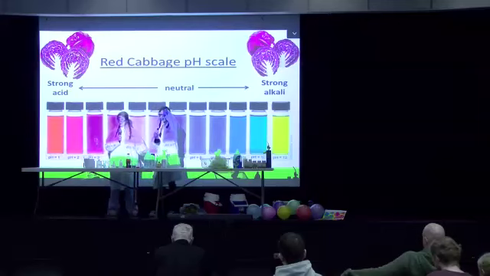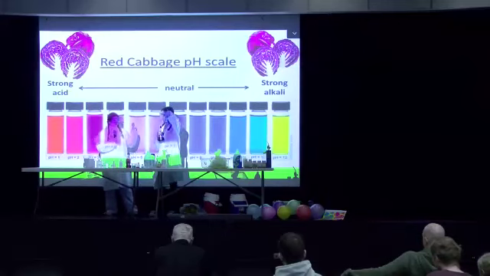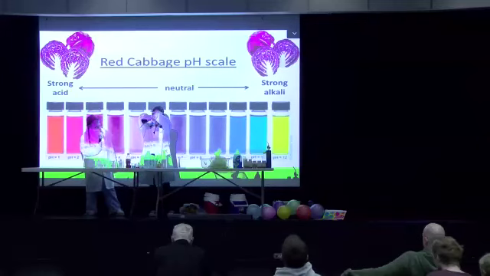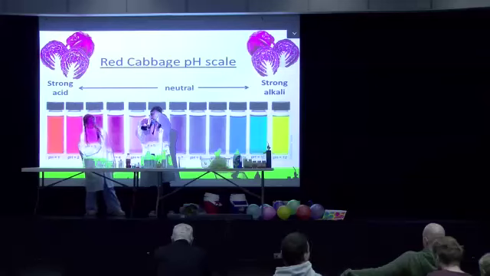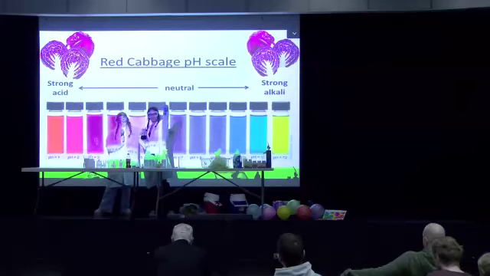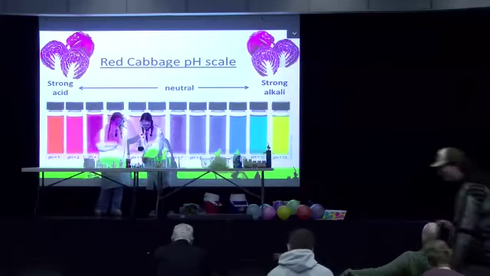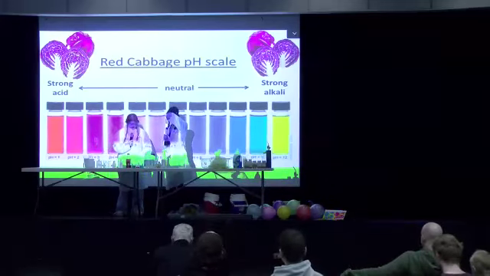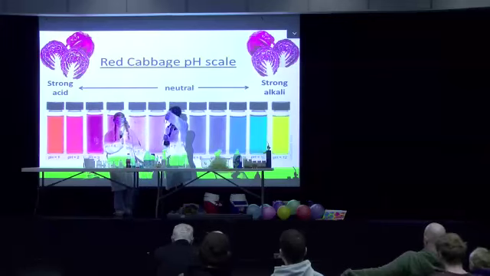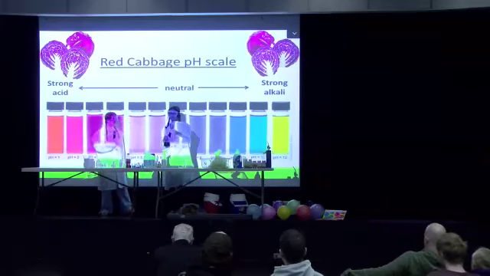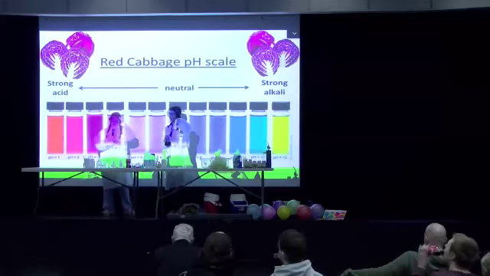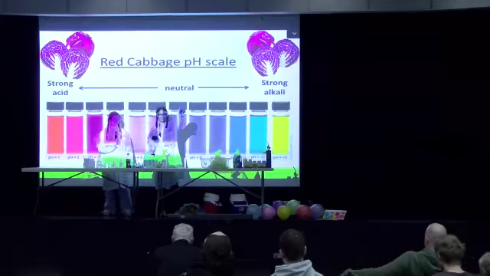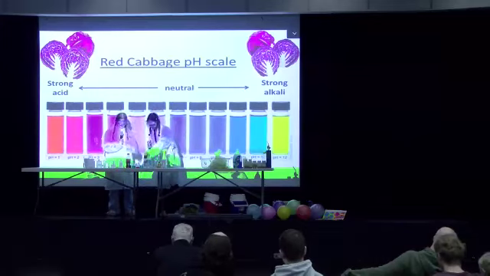Next, we have our favorite Dawn dish soap. What color do you think? Purple? Kind of a darker blue. So we're more at like a 7, so very close, which means it's kind of neutral. Our next one we have is ammonia. It's a common cleaning agent. I'm sure you've all smelled it. What color do we think? Green? That's a good guess. Oh yeah, look at that green change. That's very, very basic.